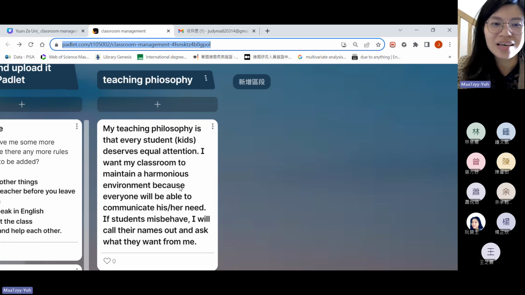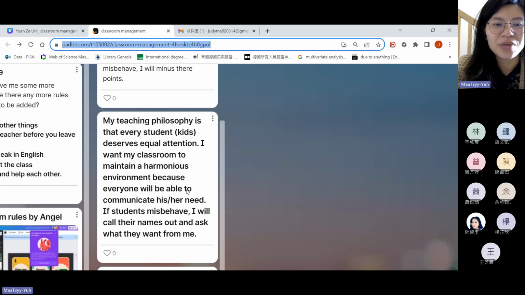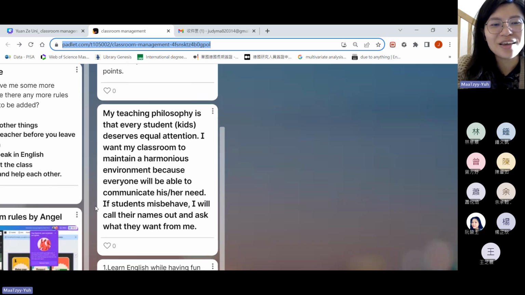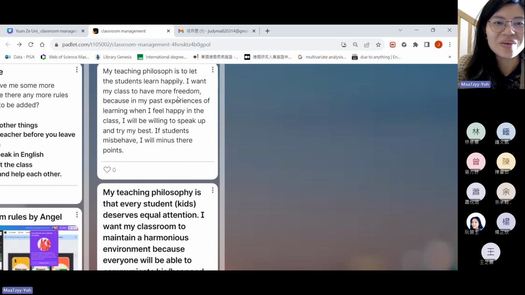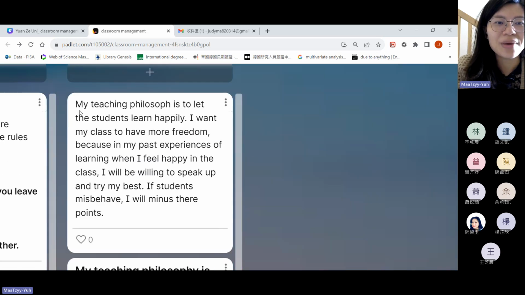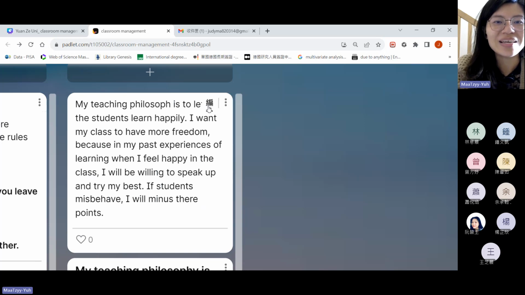I want my classroom to maintain a harmonious environment because everyone will be able to communicate his or her needs. Oh, that's really sweet. If students misbehave, I will call their names out and ask what they want from you. Okay, that's a good strategy. I would love to be in your class. And also here, someone says my teaching philosophy is that the students learn happily.